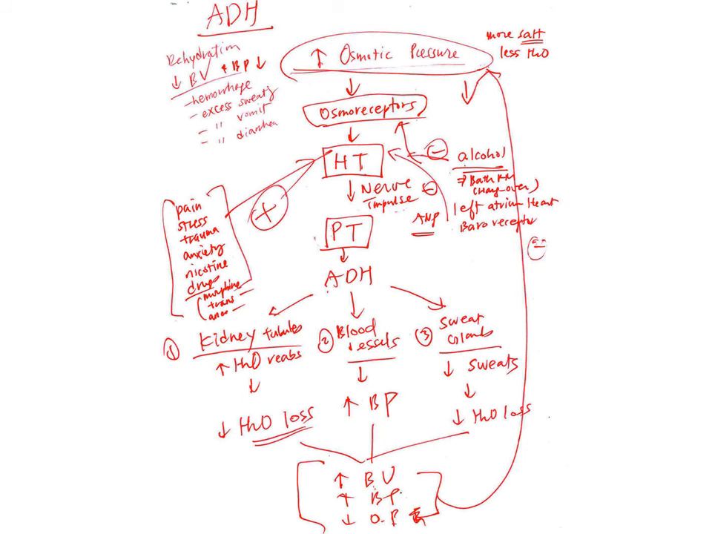Also, other stresses on the hypothalamus, such as pain, stress, trauma, anxiety, smoking, and taking drugs, all work on the hypothalamus powerfully, so that antidiuretic hormone can be released from the posterior pituitary.